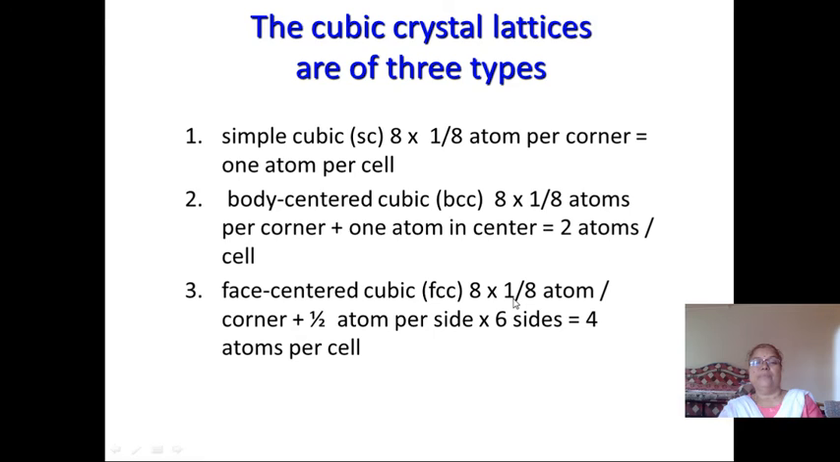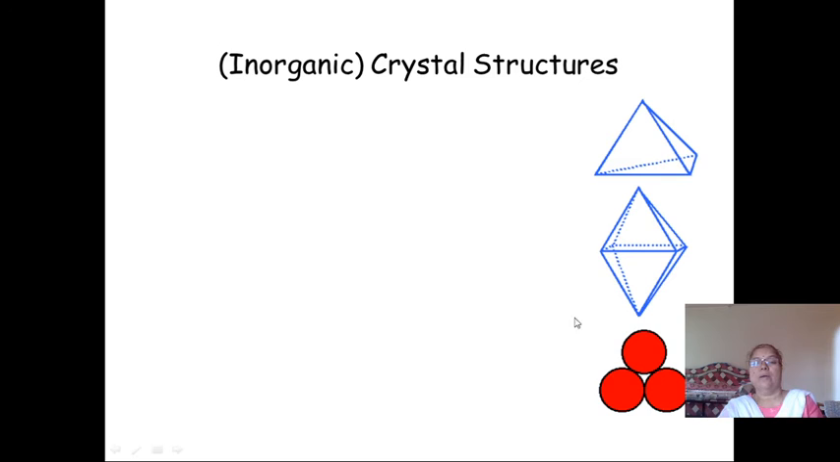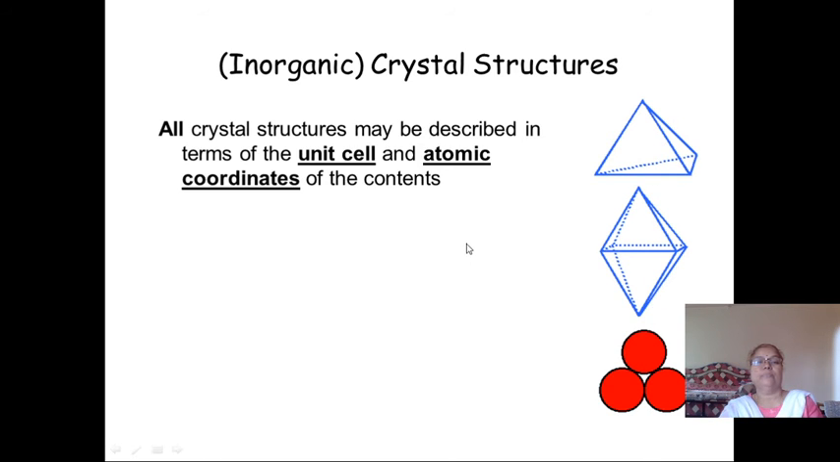The 8 corners give 1 atom and half atom per side, therefore 6 sides, 6 divided by 2 equals 3. 3 plus 1 equals 4. Therefore, in case of FCC, face centered cubic lattice, there are 4 atoms per unit cell. Then, these are the inorganic crystal structures.